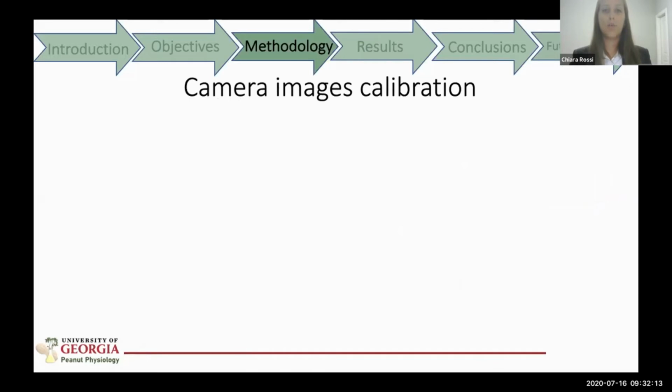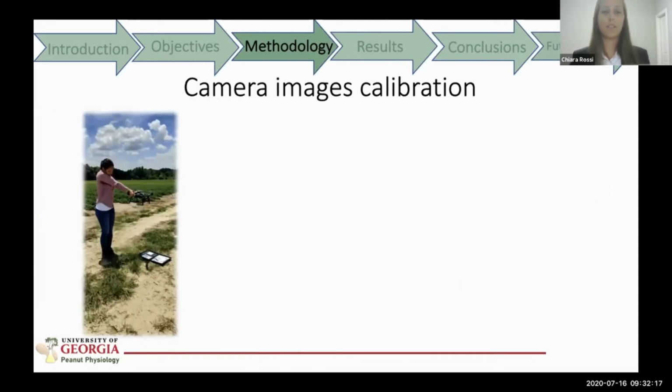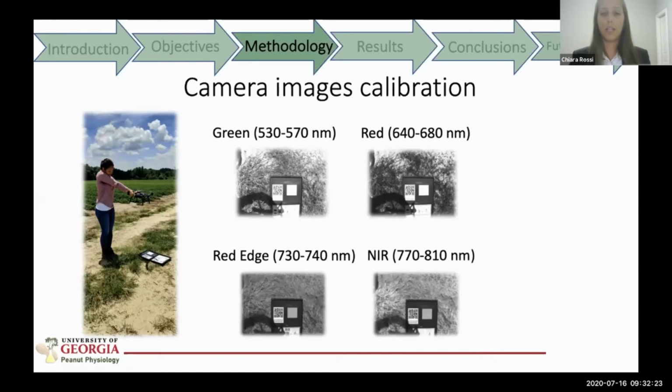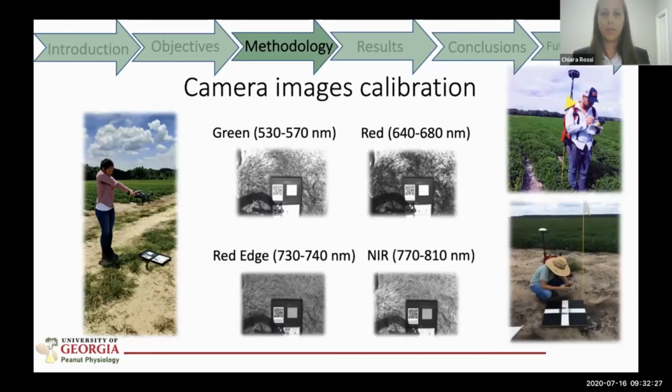All the images were calibrated in 2 different ways. The first one was radiometric calibration using a calibration panel for 4 different bands, so green, red, red edge, and near infrared. While the second calibration was the geometric calibration that was obtained using a GPS and ground control points located in the 4 edges of the field.